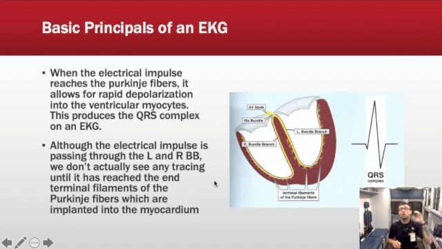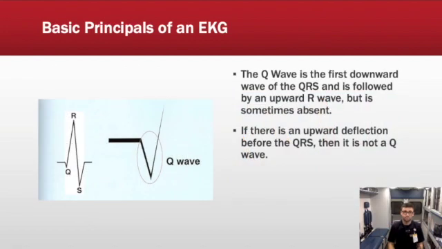So already we've gone from the SA node to depolarizing the atria, right? Now we've given the ventricles time to fill. The impulse is passing through the AV node, through the bundle of His, through the bundle branches, through the Purkinje fibers, and now the ventricles are contracting because of that electrical impulse. Now remember when we said that if we have a positive deflection, the pathway is going towards that electrode? Now we have a negative deflection.